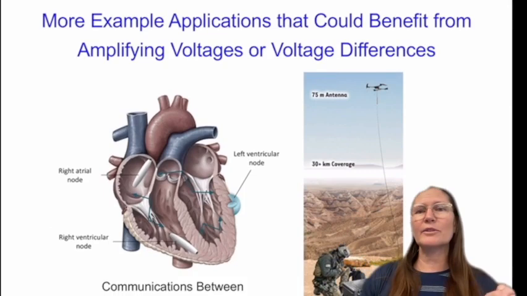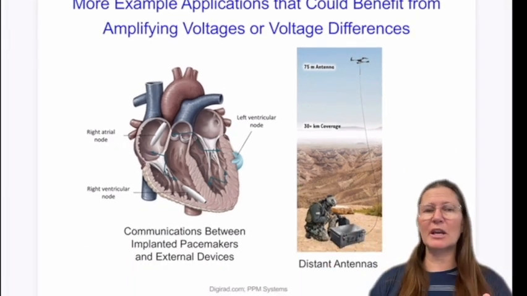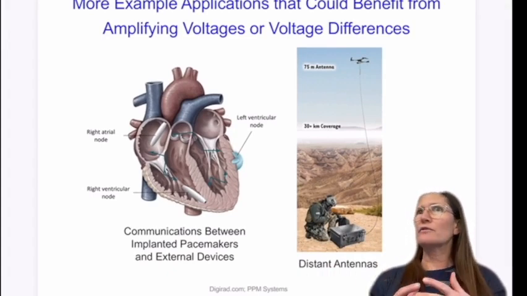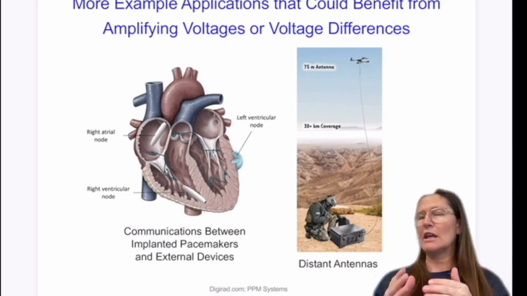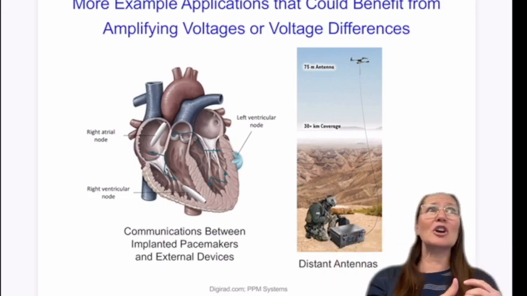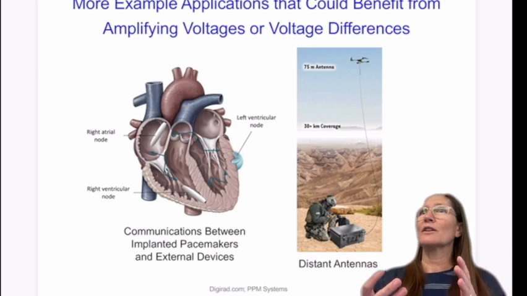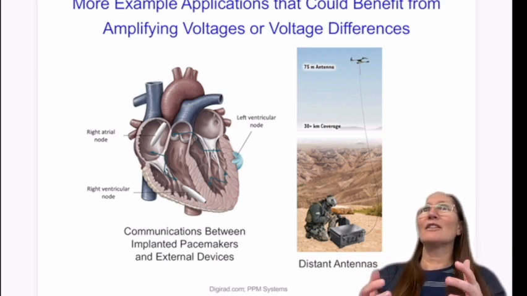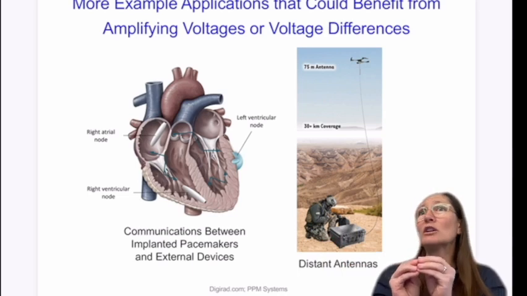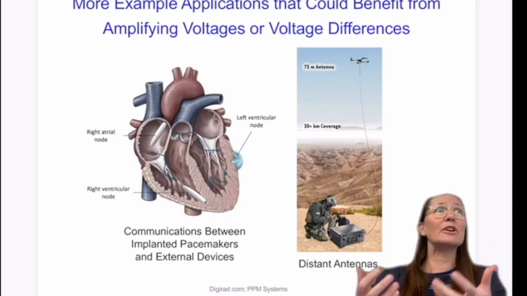When you look at some applications, there is, for example, communication between an implanted pacemaker and an external device. This device has to gather some information and then communicate it, sending it through the body, because it's implanted in your heart. It has to come through your body and then be received on the outside of your body. Do you think this is going to be a very large voltage that can be sent through your body? It's going to be something really small, because otherwise it's going to hurt you. And so signals that are transmitted through the body have to be very small signals.